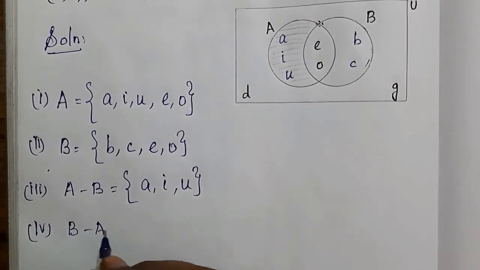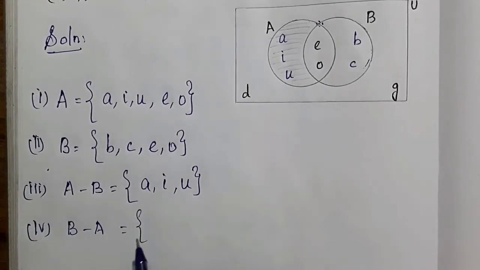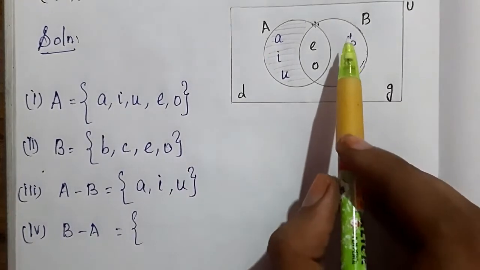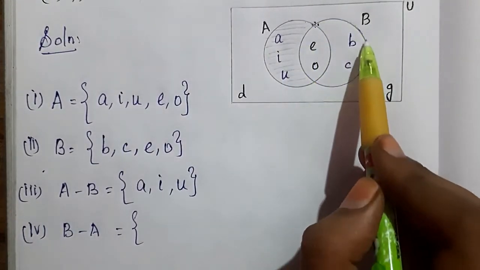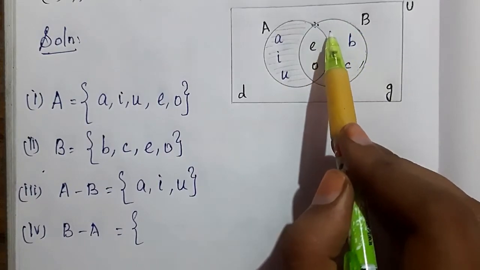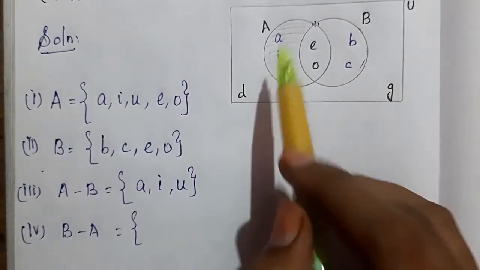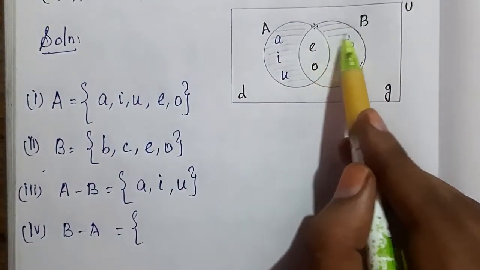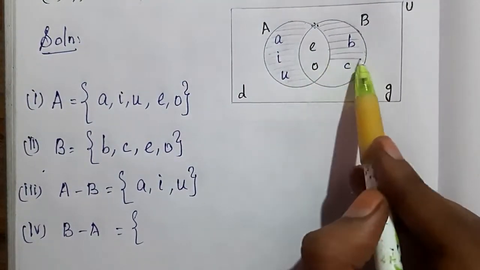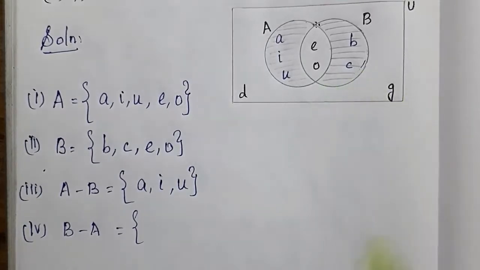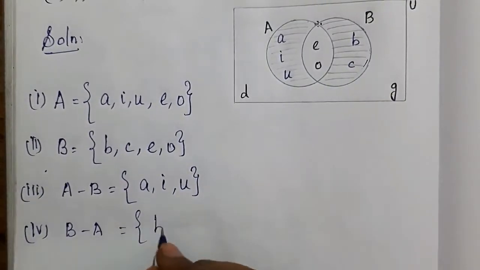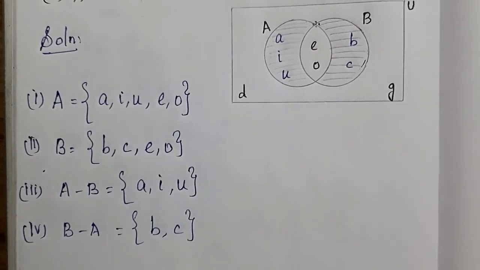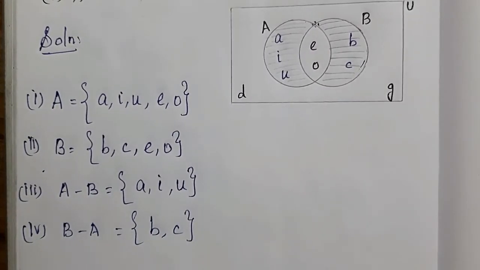Write B minus A. That is equal to, see that. B minus A meaning is from the set B, we should remove all the A elements. So these elements won't come. So we only have to write B elements. B elements are B and C. Clear? So next one, A complement.